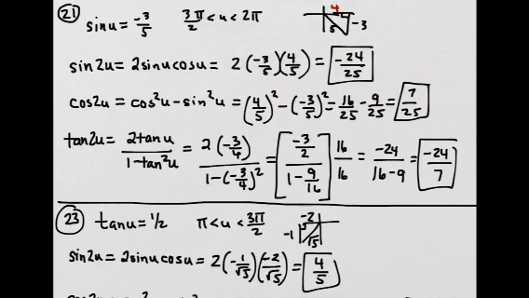Now for tangent 2u, you have two options. You can either put this number over this number, because it's sine 2u over cosine 2u. That's definitely a lot faster. But I wanted to show you with the formula. But you'll notice that we have the same answer, because if you take this number over this number, this is exactly what you get. So I just went ahead and did the formula.